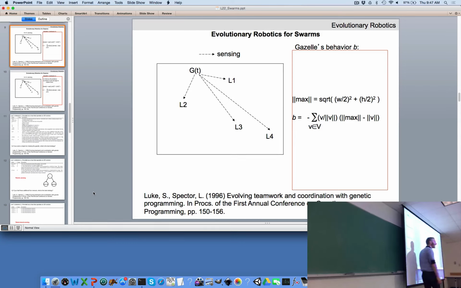Then we negate the final summed vector. Why negate it? Go in the opposite direction, right? If you don't negate it, you're going to compute and run towards the closest lion, right? So the minus sign says run in the opposite direction.